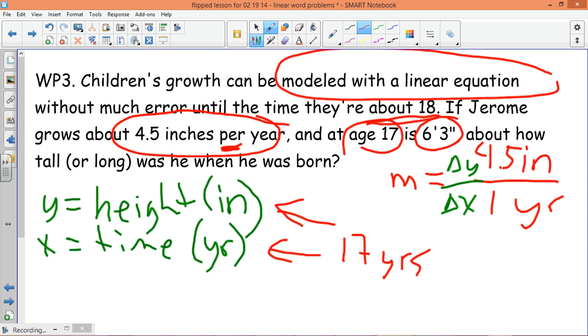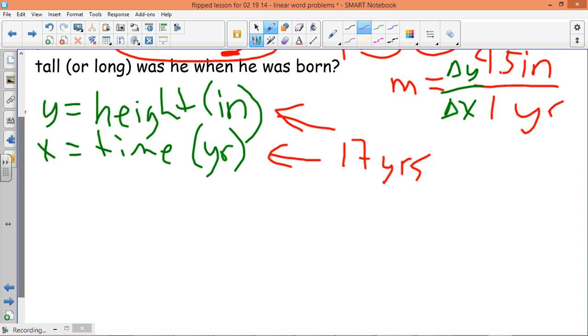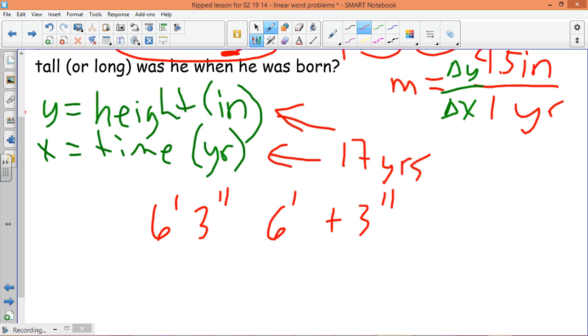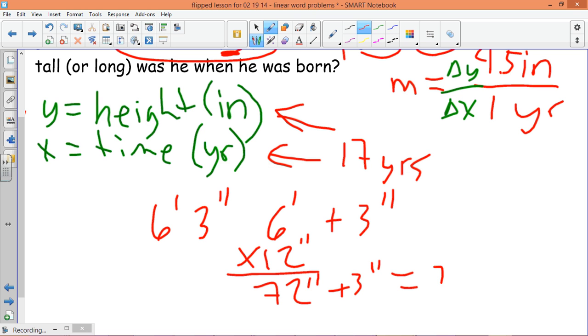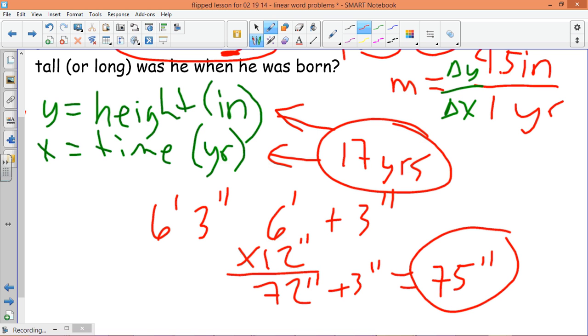But for 6'3", that is not in inches. 6'3" means 6 feet plus 3 inches. Well, how much is 6 foot in inches? Each foot is 12 inches. So 6 foot times 12 inches, that's 72 inches plus 3 inches. So we are talking about 75 inches and 17 years. That's my data point there. I cannot say 6'3" or 6.3. Anything you try without converting it into inches is going to be wrong. You must be in consistent units.